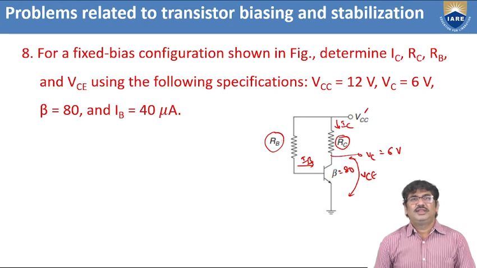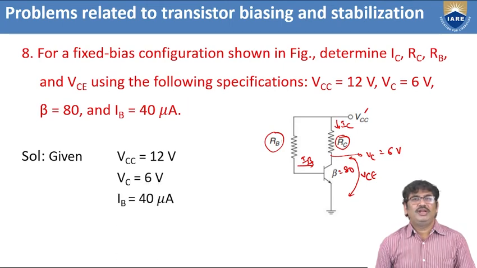First you will see the given values. VCC is equivalent to 12 volts. VC is equivalent to 6 volts. Beta is equivalent to 80. IB is equivalent to 40 microamperes. For this transistor, VBE we will assume as 0.7, assuming the transistor is a silicon transistor.